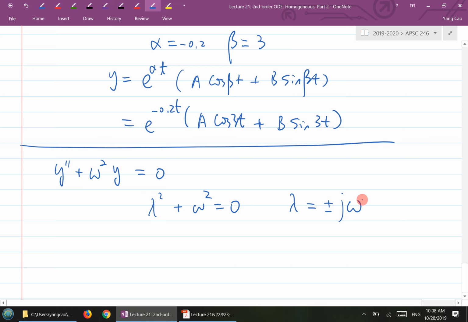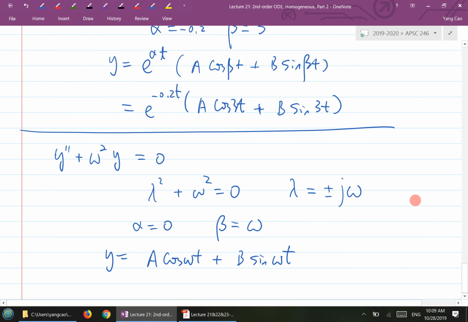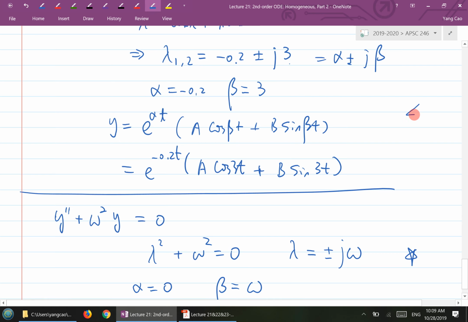So then, according to my formula, alpha is 0, beta is omega. So your y should be a times cosine omega t plus b times sine omega t. Okay, so why do I do this? I want you to compare this example with the previous example. This example has two complex conjugate roots.